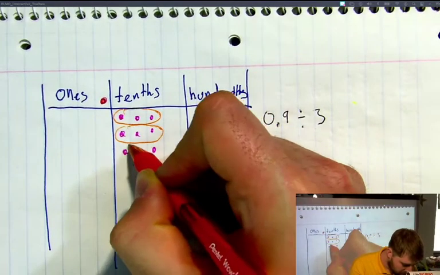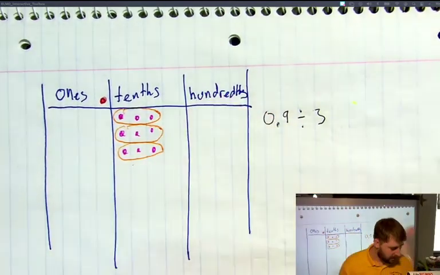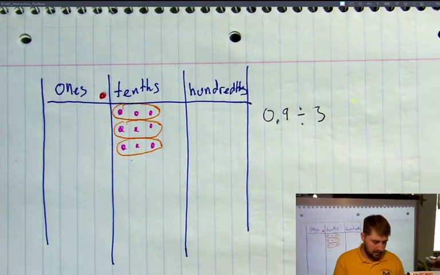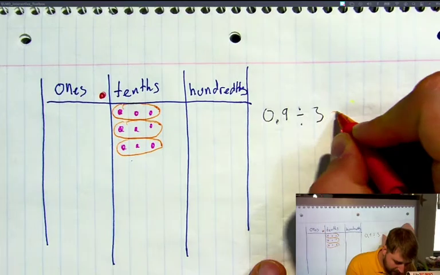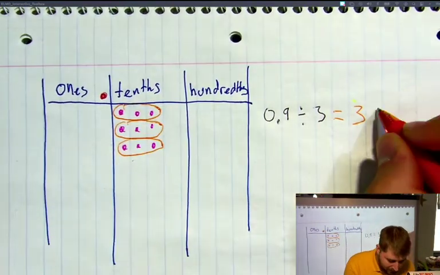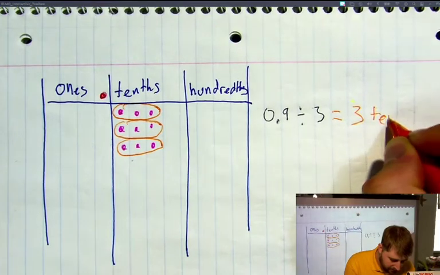One group, 2 groups, 3 groups. And I'm going to ask us how many are in each group. Absolutely, there are 3 in each group, and they are in the tenths column, so we will label that 3/10.